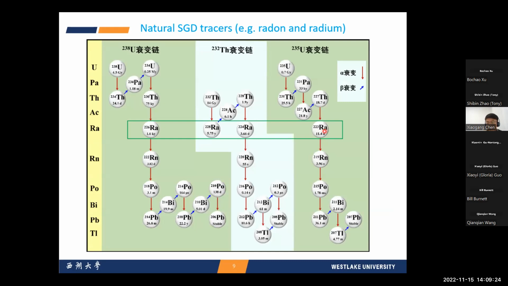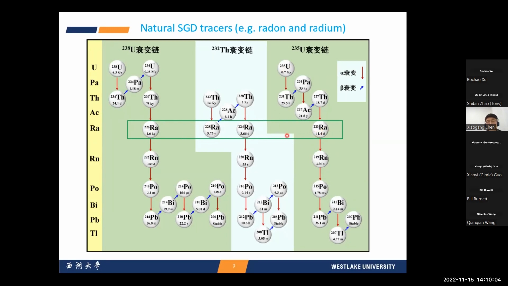So in this slide, first I'd like to introduce the natural groundwater tracers, such as radon and radium. As we know, radium is a very powerful tracer because it has four radioisotopes: radium-223, radium-224, radium-228 and radium-226, and they have different half-lives from 7 days to 1,600 years. That means they can trace different time scale ocean processes.